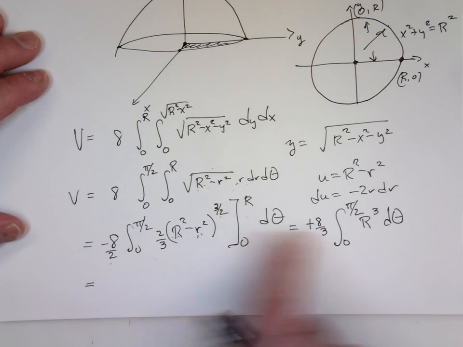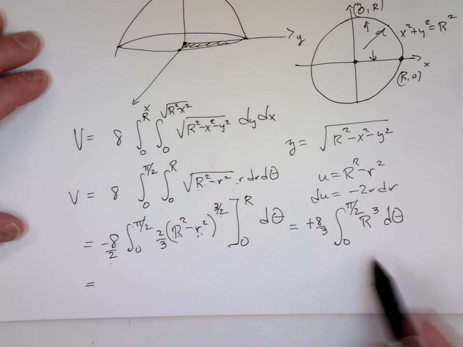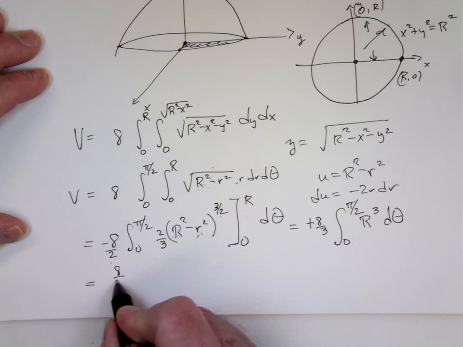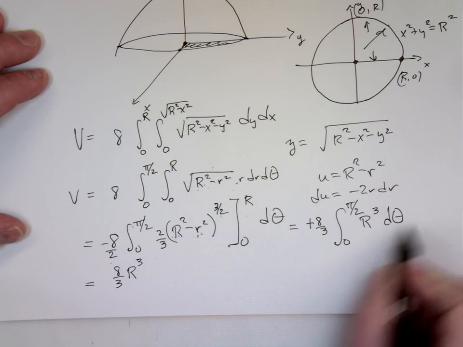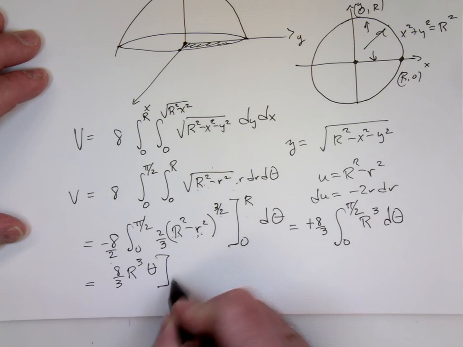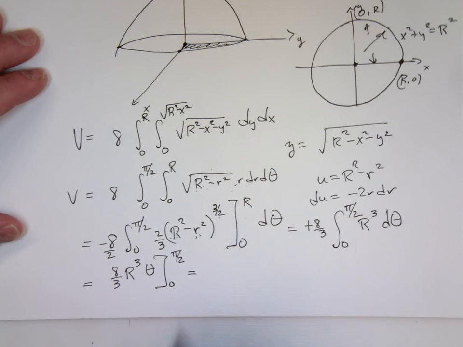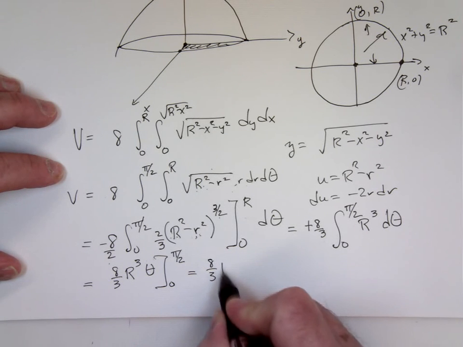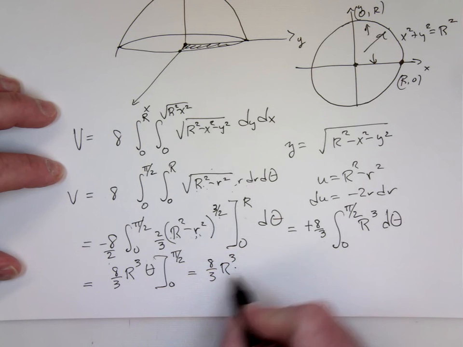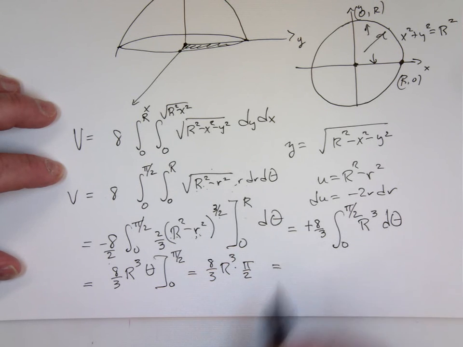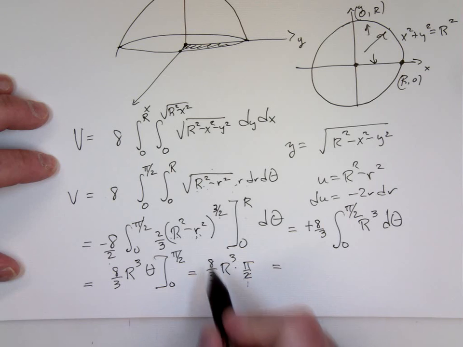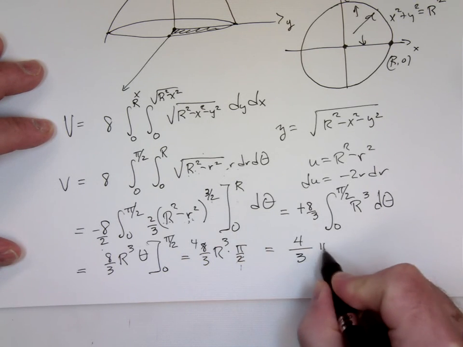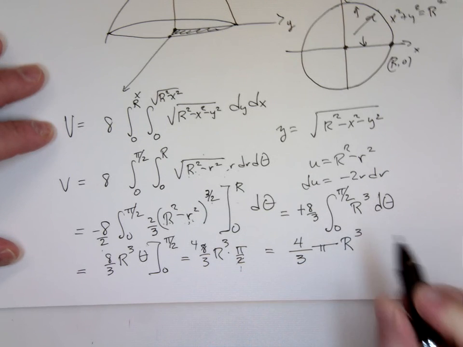Okay? Now, integrate R cubed d theta. I'm going to have 8/3 R cubed. The integral of d theta is theta. 0 to pi over 2. Okay. I end up with 8/3 R cubed times theta, which is pi over 2. I end up with, 2 goes here once and in here 4 times. I end up with 4/3 pi R cubed. Done. End.